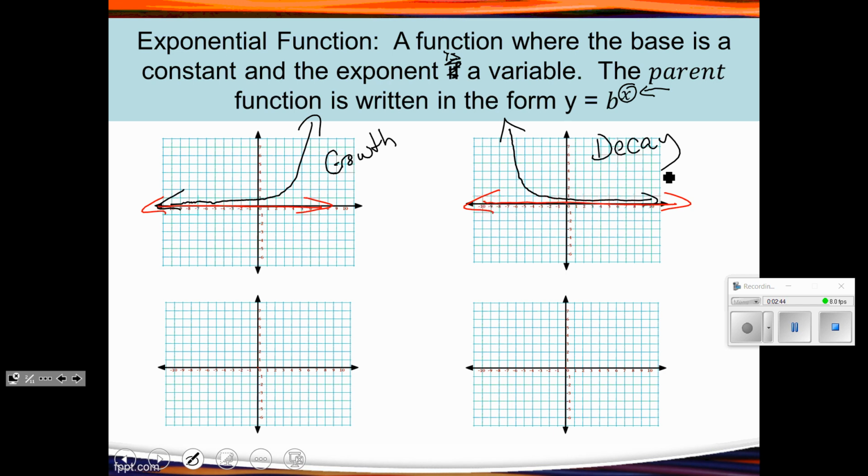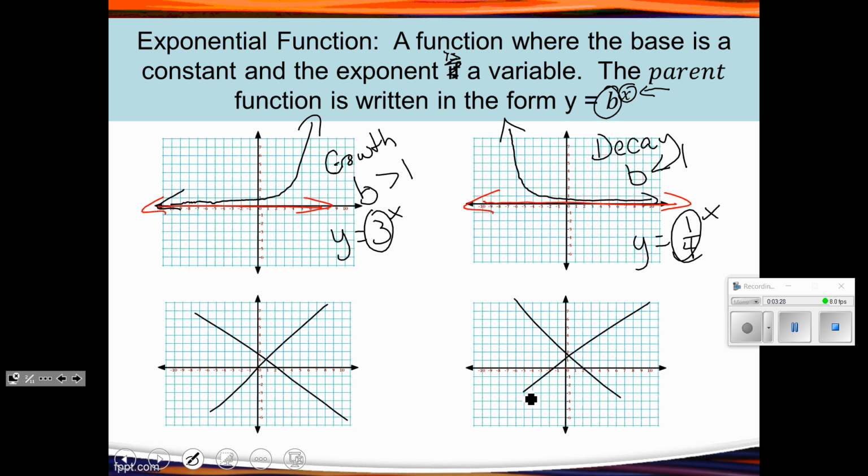You will know a growth because the base is going to be greater than one. Okay, so when you look at your actual function, if the base of the power is greater than 1, it'll be a growth. If the base is less than 1, it'll be a decay. So for example, if you had y equals 1/4 to the x, that would be a decay. Or on this side, if you had y equals 3 to the x, that would be a growth. Because the base is greater than 1 for growth, and it's less than 1 for decay. Okay, I'm not going to worry about these right now, so you don't need to draw those.